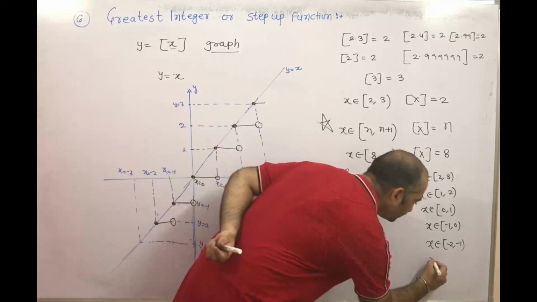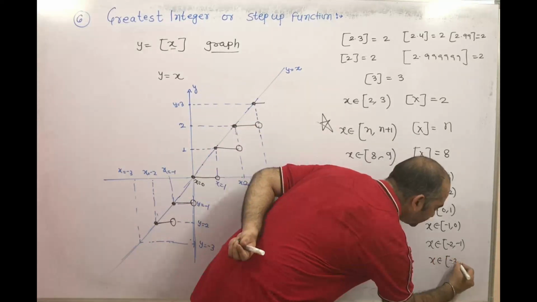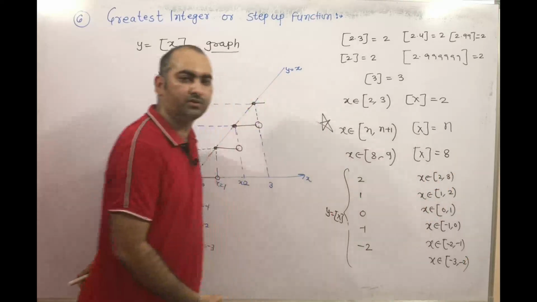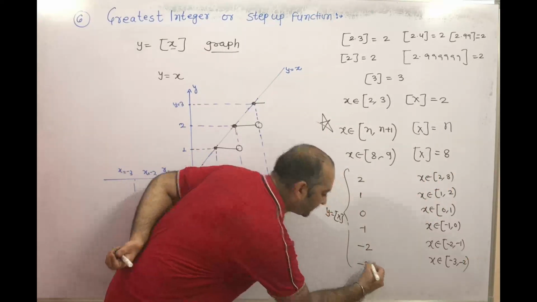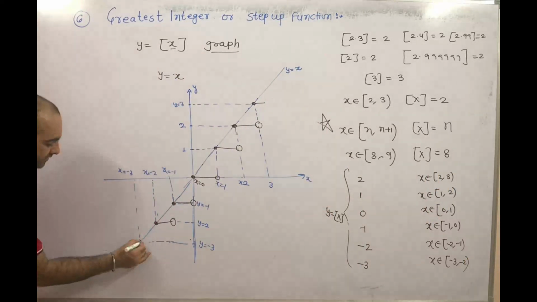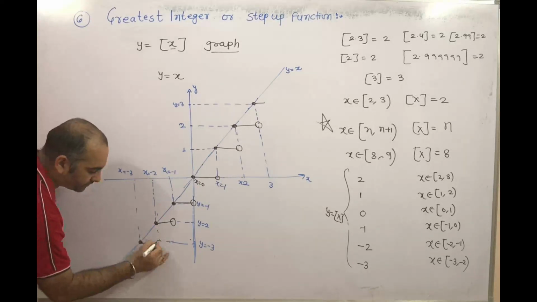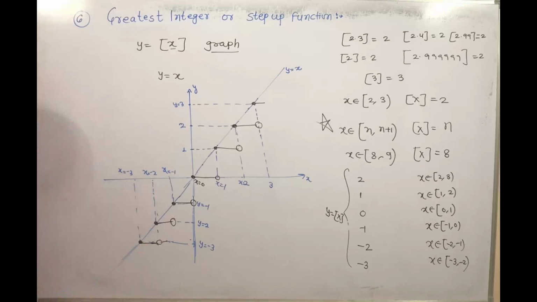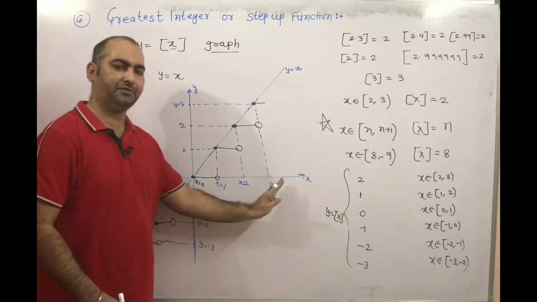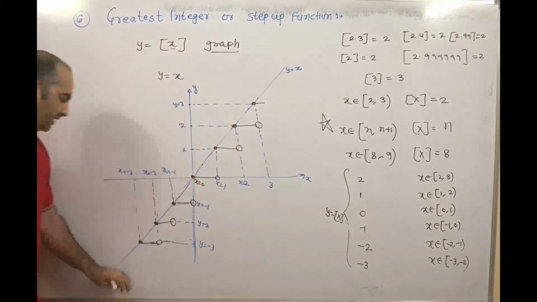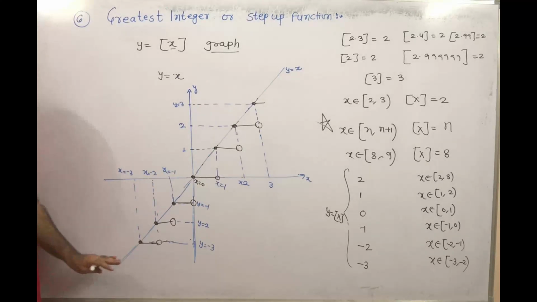Similarly, x belongs to minus 3 to minus 2. So what will come here? Minus 3. This is not included. So you can see this graph will come. Further we can extend. If we take 3 to 4, 4 to 5, we can take one by one. And this side also we can take.